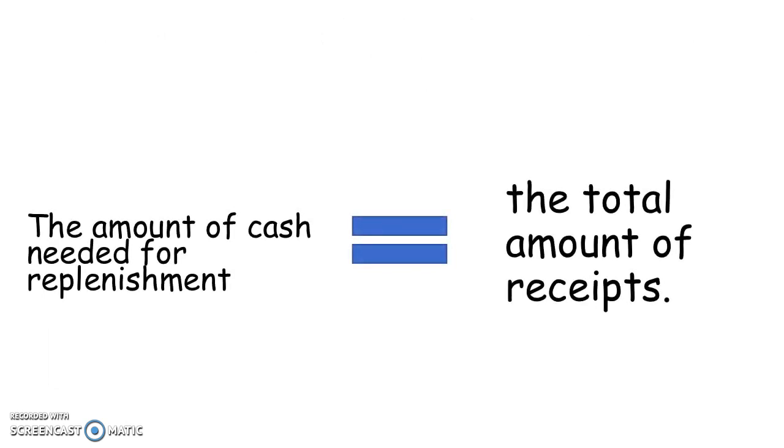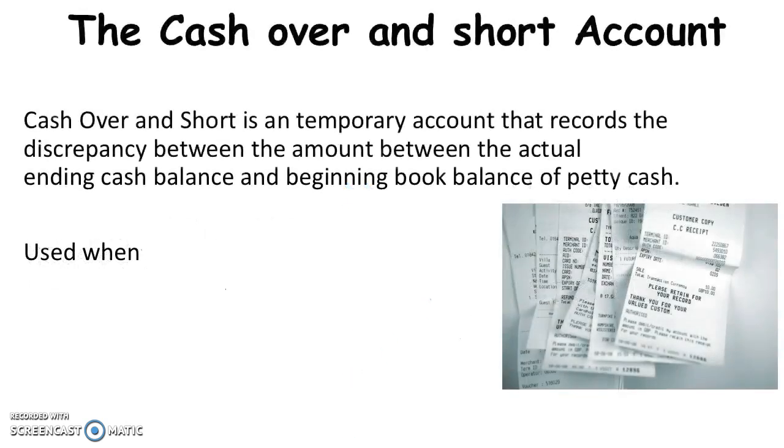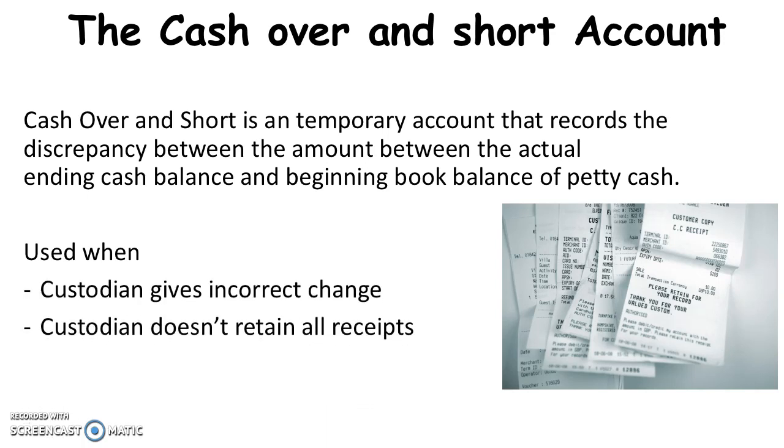Now, the amount of cash needed for replenishment should equal the total amount of receipts, but when this is not the case, it goes to a cash over and short account. Now, the cash over and short account is a temporary account that records the discrepancy between the actual ending cash balance and beginning book balance of petty cash. This is used when custodians give incorrect change or custodians don't retain all receipts.